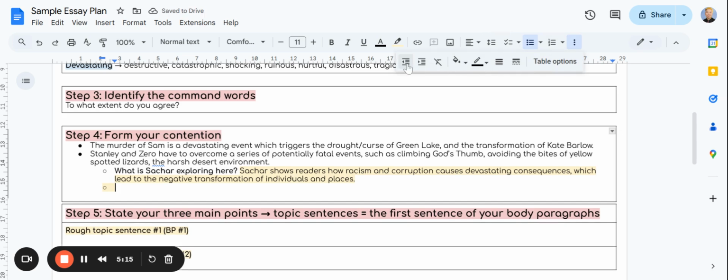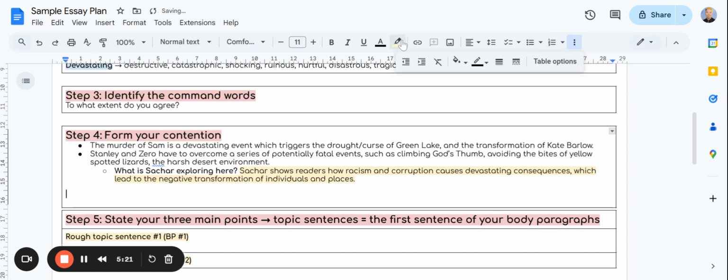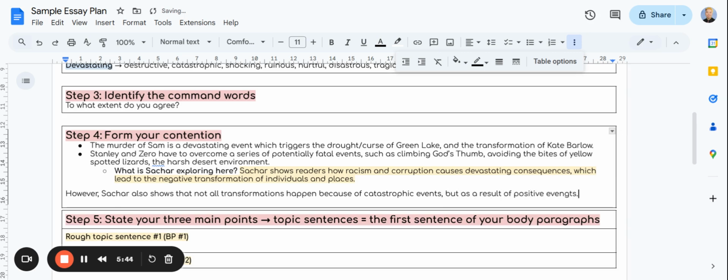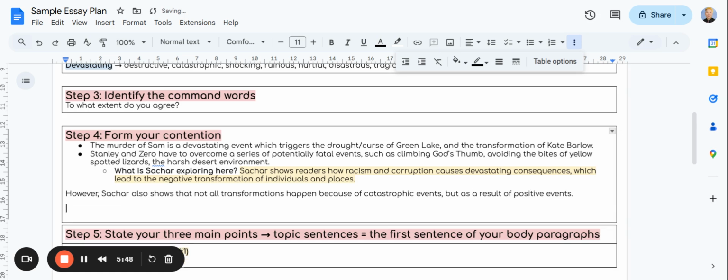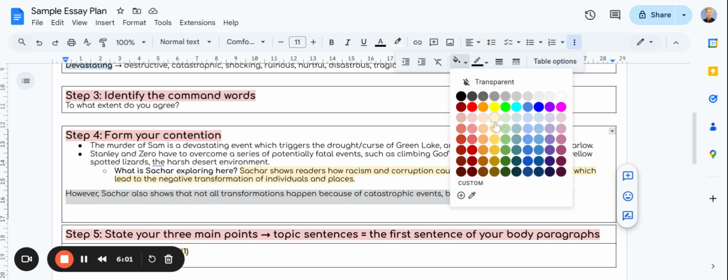Now, we can do this same thing, what we just did. So we can also write, however, Sachar also shows that not all transformations happen because of catastrophic events, but as a result of positive ones. So, this is something that we've been planning in class as well. The fact that no, we can actually disagree to an extent with this topic because not all transformation happens because of devastating occurrences, right? So, that is a contention statement.